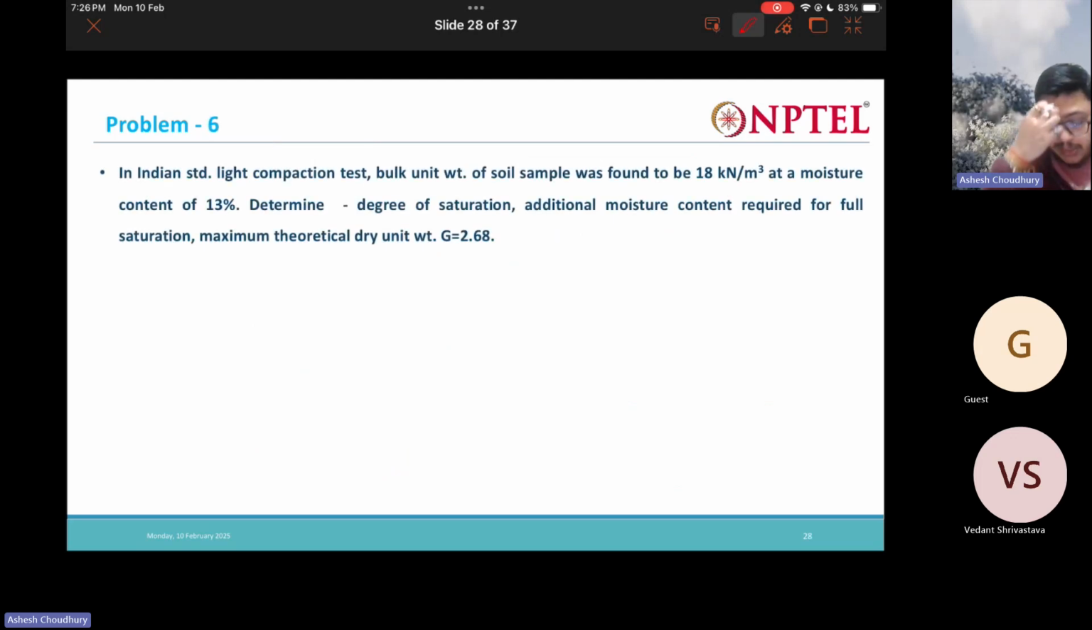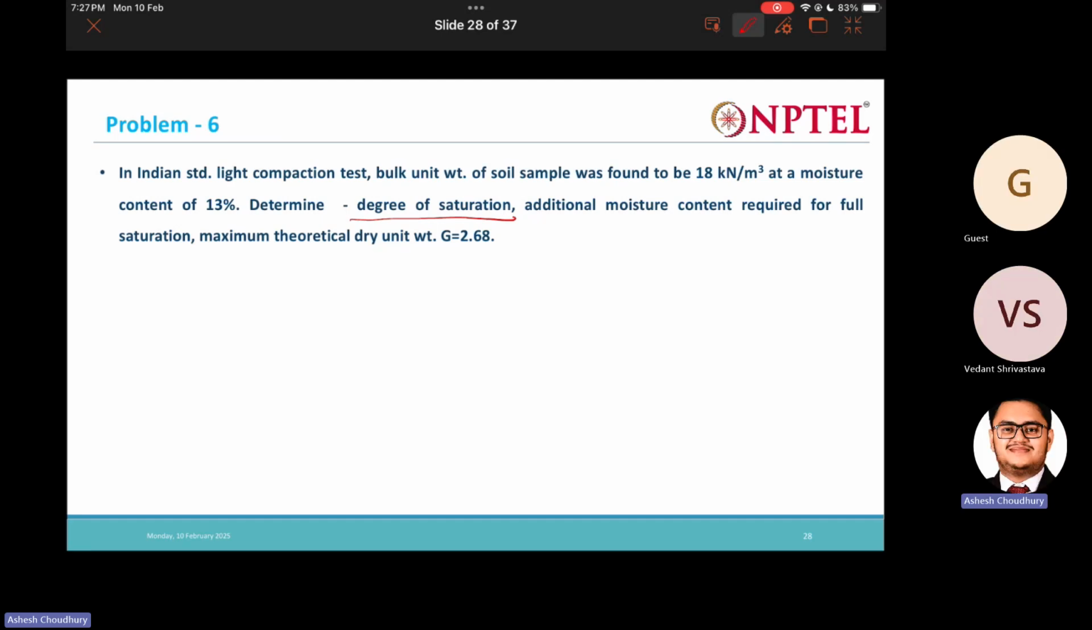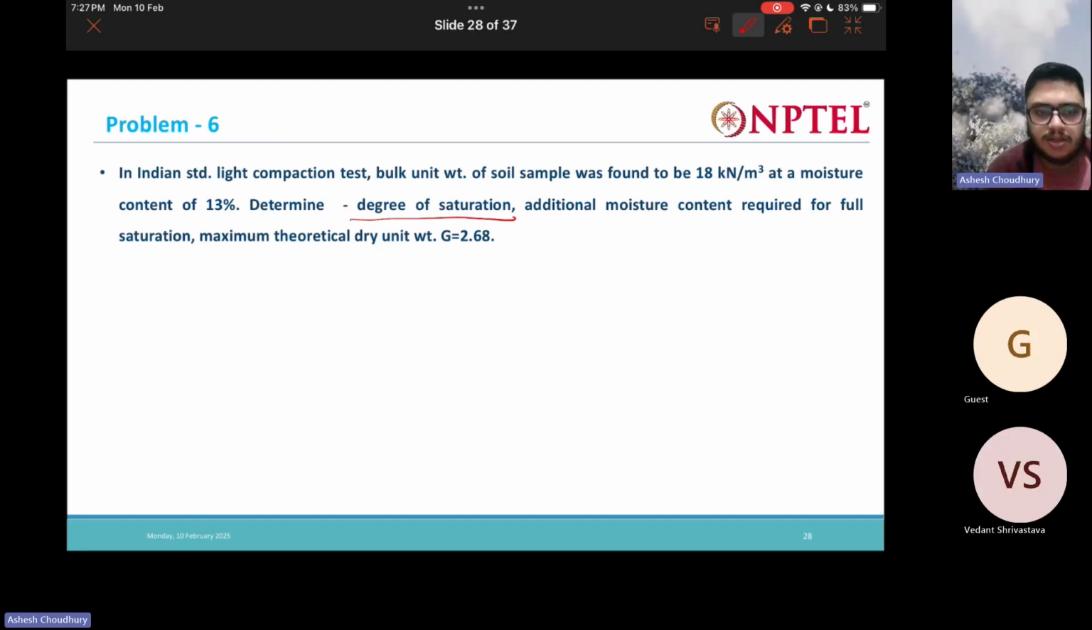Next problem. In Indian standard light compaction test, bulk unit weight of soil sample is found to be 18 kilonewton per meter cube at a moisture content of 13%. Determine degree of saturation, additional moisture content for full saturation, and maximum theoretical dry density. First, the degree of saturation, this you can easily do, so just try to do that first. I will be back in a minute.